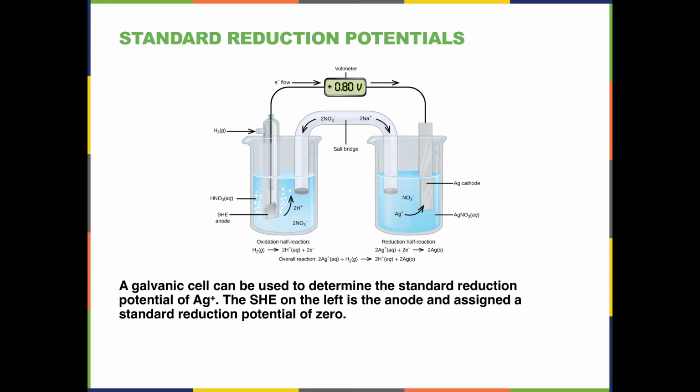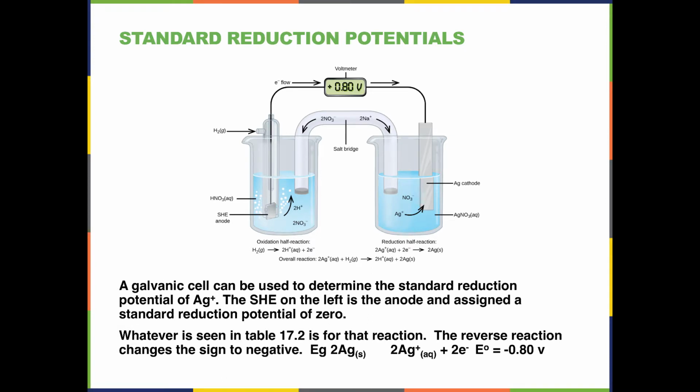So a galvanic cell can be used to determine the standard reduction potential for any element. In this case, it's silver. The standard hydrogen electrode is on the left. It's the anode, and it's assigned a standard reduction potential of 0. Now you see in this case, it's 0.8 volts.